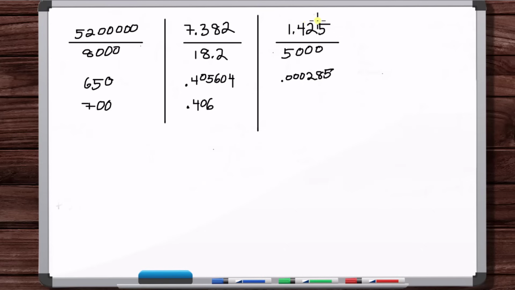Okay, this has 3 significant digits. This has 1. So we're going to round to 0.000. We're going to round to the most significant digit. These are the 3 significant digits. This is the most significant.